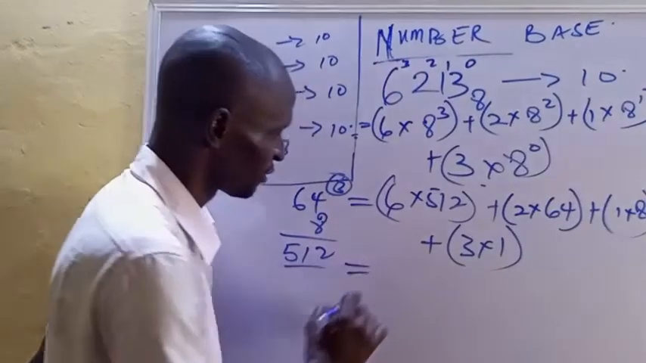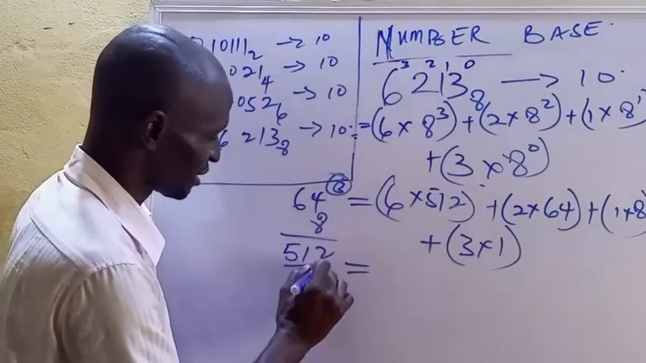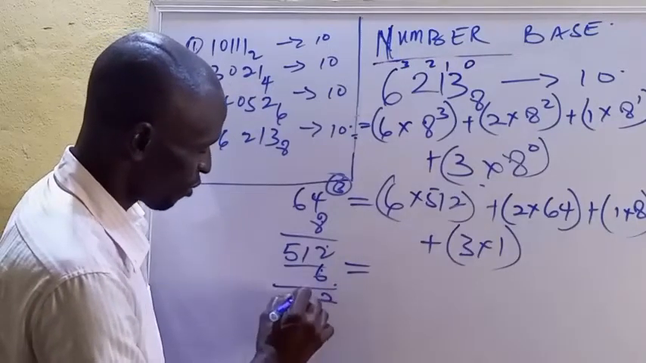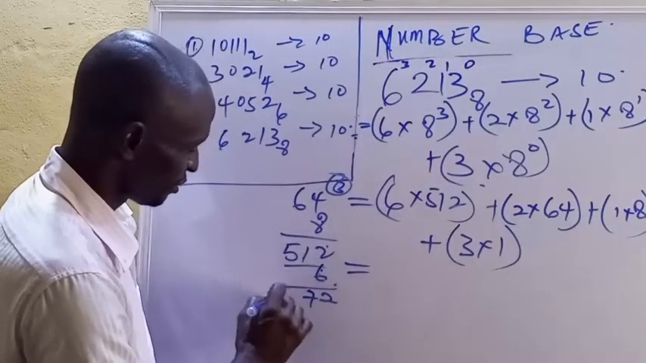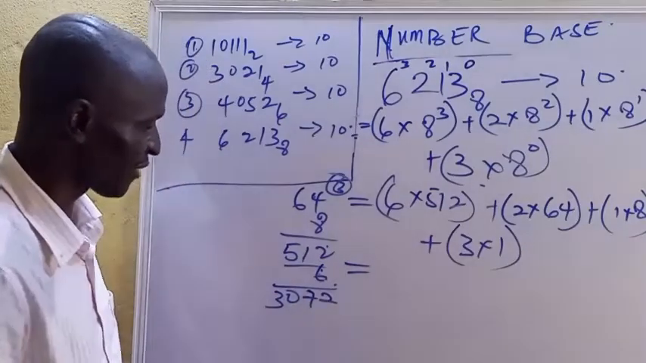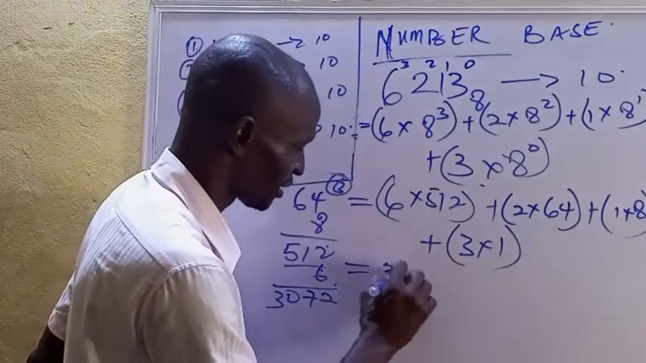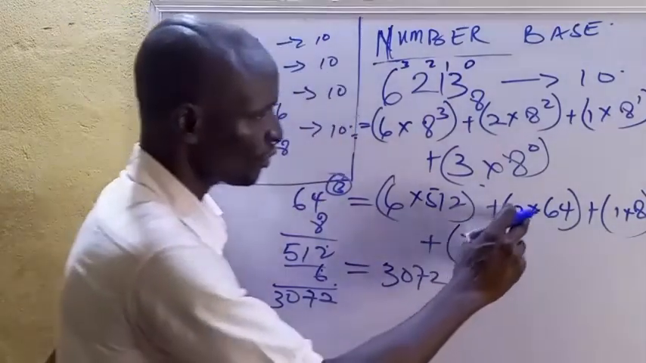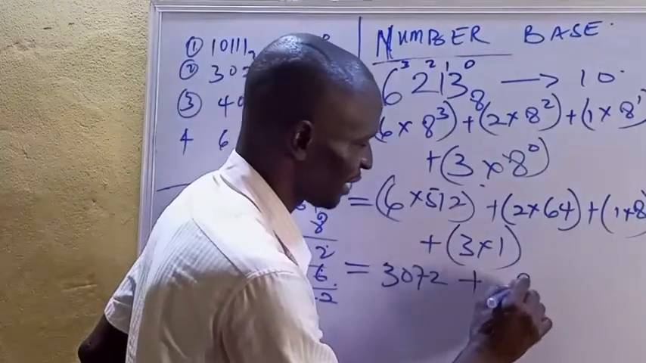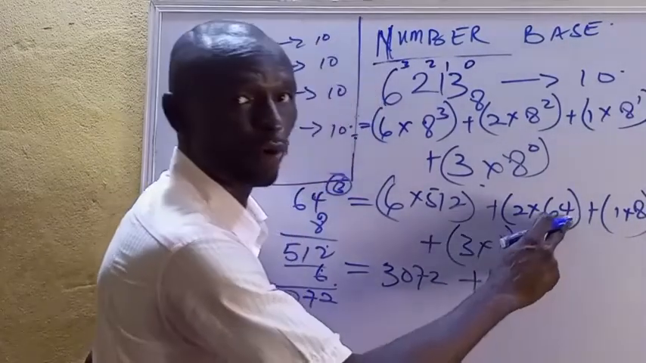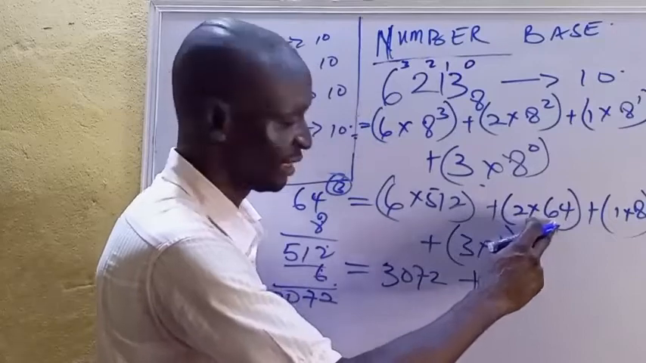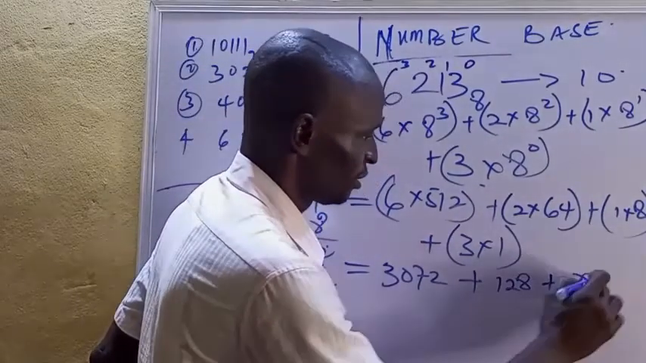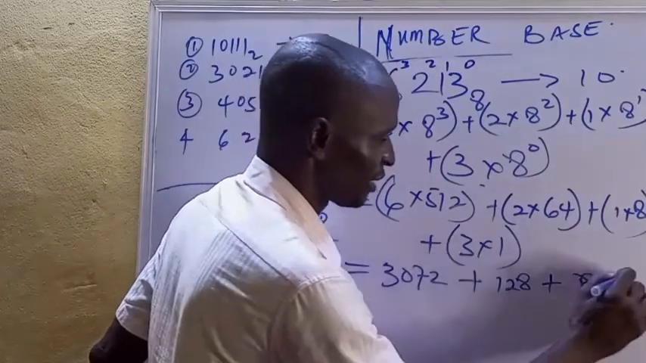Now this becomes 512 times 6. 6 times 2, 12. 6 times 5 is 30. This becomes 3072 plus 2 times 64. That's 128. Plus 1 times 8 is 8. Plus 3 times 1 is 3.